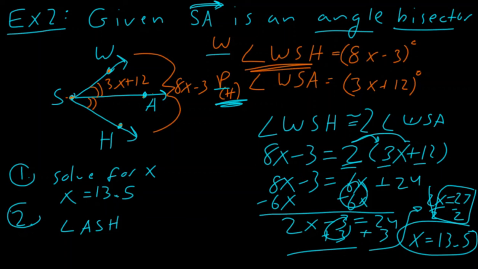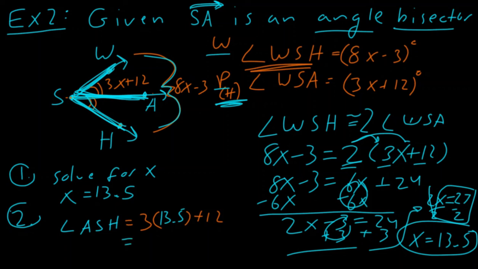So here we have angle ASH, and for angle ASH, we see here angle ASH is this bottom, and I would ask you, which one is this congruent to? Is it congruent to the top half, or is it congruent to the whole thing? And hopefully you would say that this half is congruent to the top half, and so we could simply write this: 3 parentheses plus 12, where we know that our x value is 13.5.